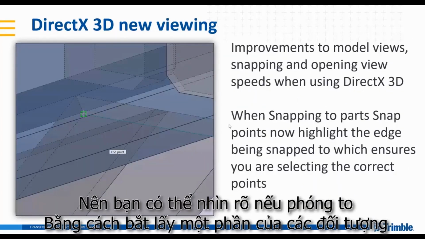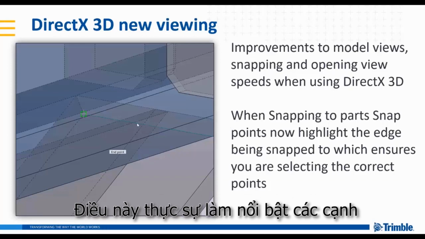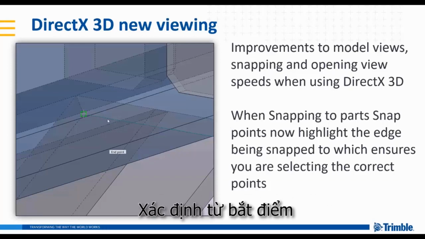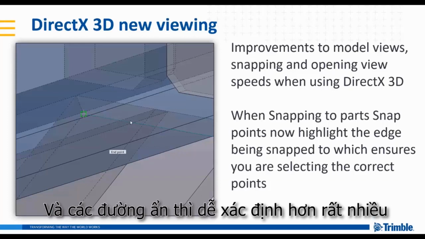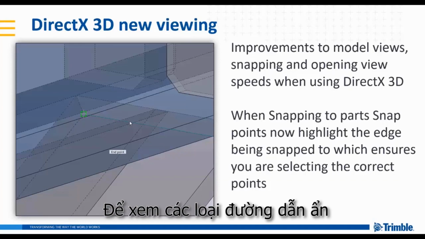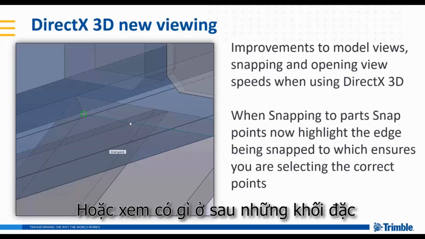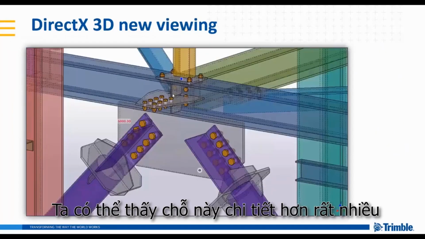So you can see as you zoom in, when you're snapping to parts, it also highlights the edge that's defining the snap point, so it's clear which edge you're snapping to, and the hidden lines are much more easily defined to view the hidden parts or what's going on behind solid members. We can see this in more detail here.